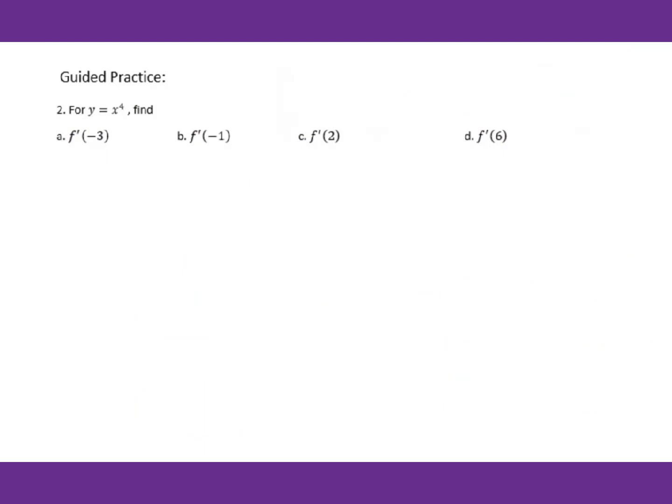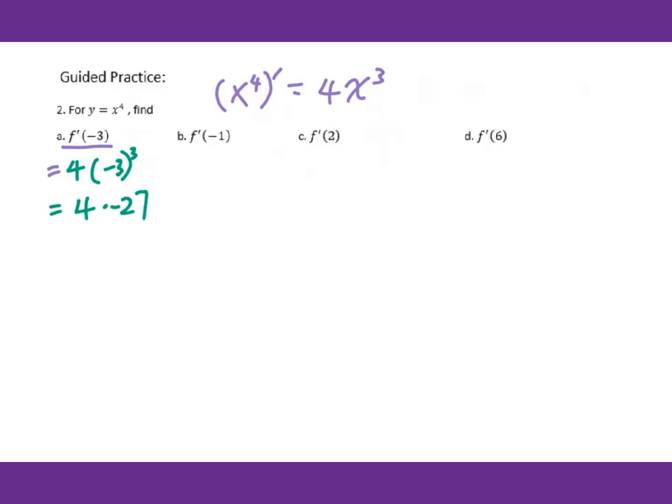For guided practice 2, for y equals x to the 4th power, find the following derivative. For A, f prime of negative 3. First of all, you have to get the derivative of x to the 4th power. That is 4x to the 3rd power. Basically, it's a plug-in game. So we get 4 times negative 3 to the 3rd power. That's 4 times negative 27. So you get negative 108.